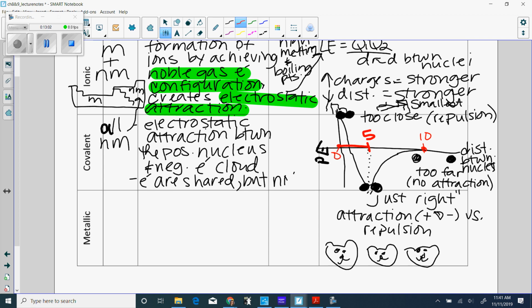Why? Because that is the distance where the attraction is outweighed by the repulsion. Okay, there's a lot to talk about on this, and you have to know it all. So make sure you talk about all 3 parts of the graph, the quantitative and the qualitative part.